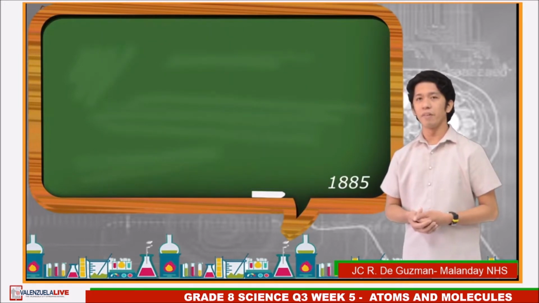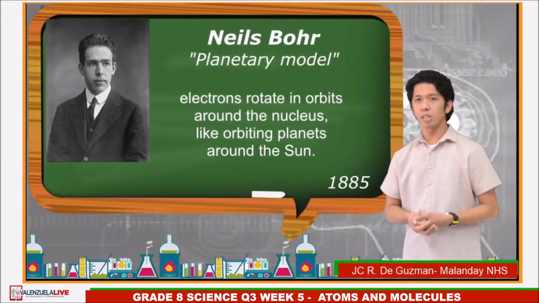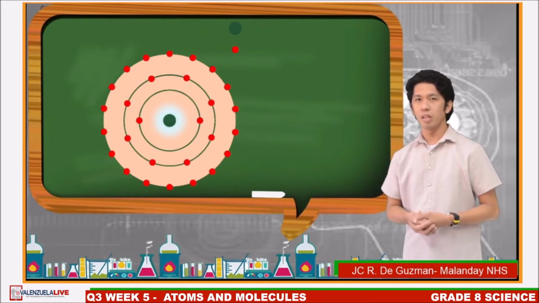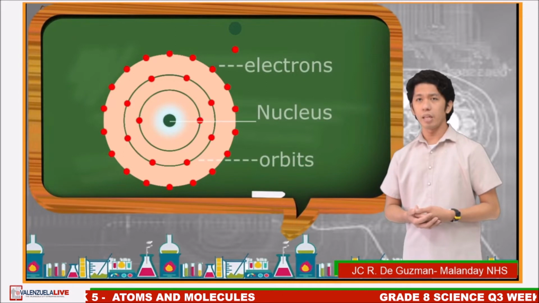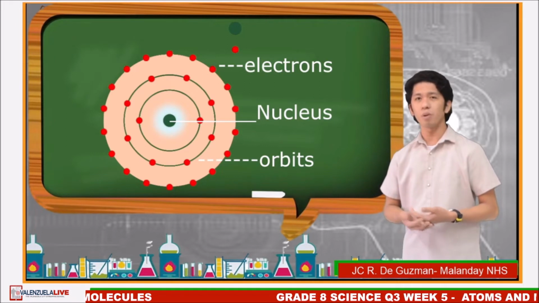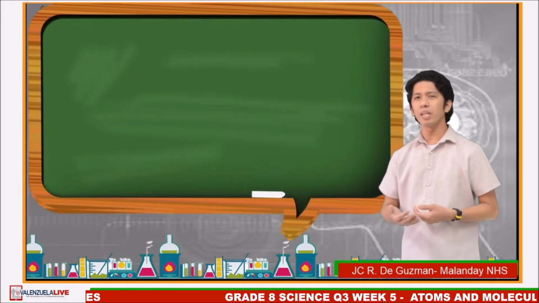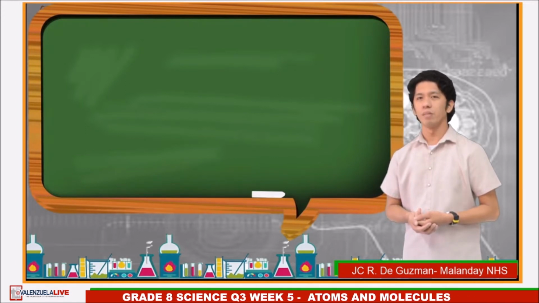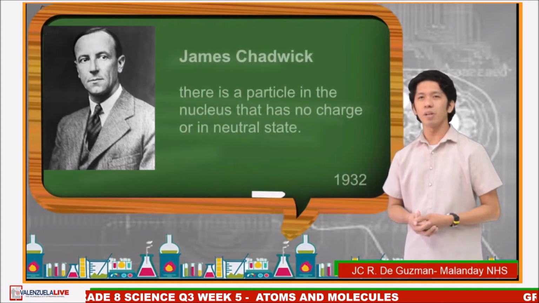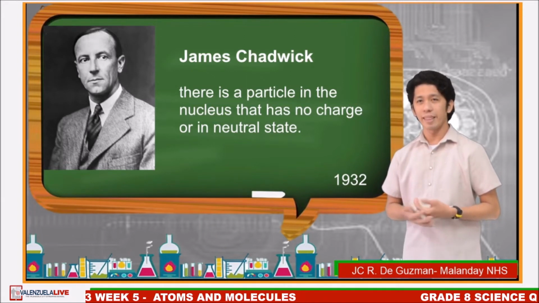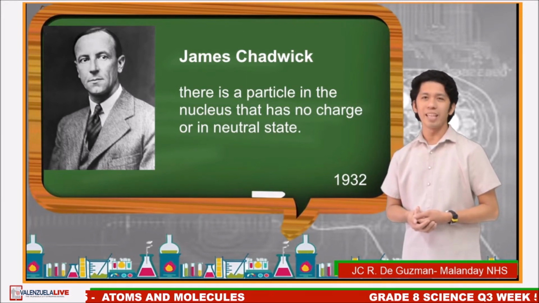In 1885, Niels Bohr visualized that electrons as rotating in orbits around the nucleus, like orbiting planets around the sun. He theorized that there might be orbits at a different distance from the nucleus, and there should be a specific number of electrons per orbit. In clarification to the idea of Rutherford that the nucleus is a positive core of the atom, James Chadwick says that there is a particle in the nucleus that has no charge or in neutral state, and that leads to the discovery of neutron in 1932.